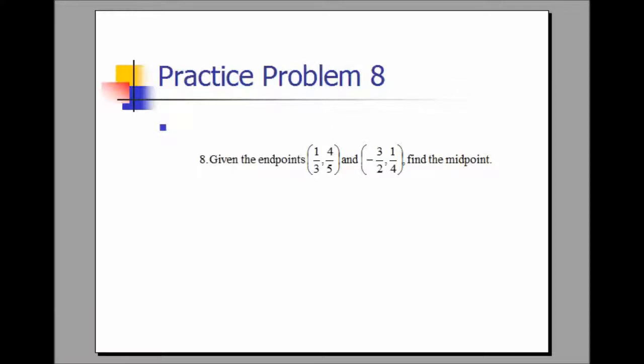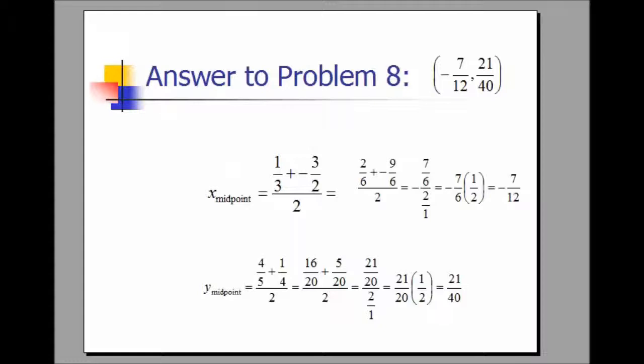Practice problem 8. Given the endpoints (1/3, 4/5) and (-3/2, 1/4), find the midpoint. The answer to problem 8 is (-7/12, 21/40). The x-coordinate of the midpoint is (1/3 plus -3/2) over 2. We find a common denominator, which is 6. 2/6 is equivalent to 1/3, and -3/2 is equivalent to -9/6.